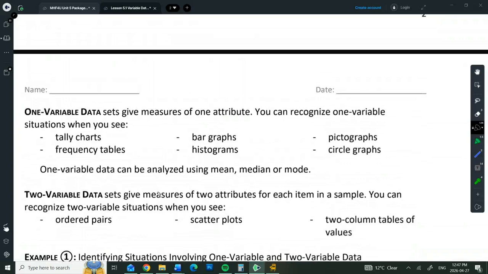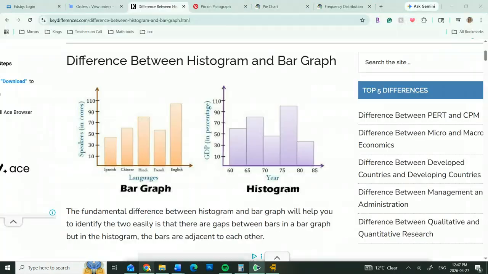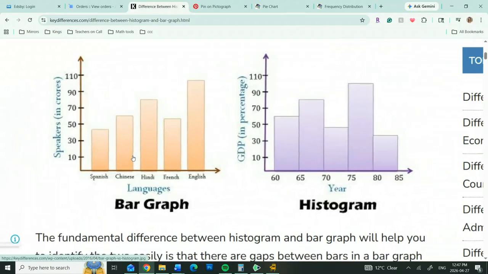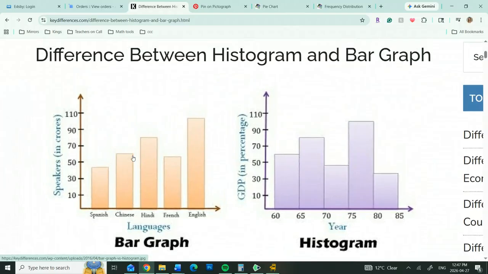And then there's histograms. So these are very similar. I'm going to show you the difference between the two here. So here we have a bar graph and a histogram. The difference between a bar graph and a histogram is that a bar graph is just going to give you specific categories, whereas a histogram is going to give you a specific number range, and this number range needs to be a continuous number range.